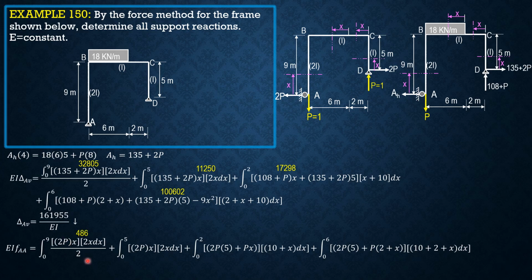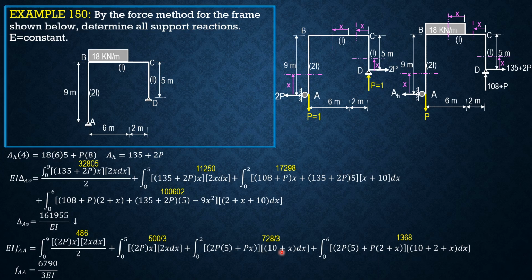The value of the first integral is 486. So here, P is 1, integral of 2x, so 4x squared, 0 to 5, is 500 over 3. Here, set P equals 1, the value of the integral is 728 over 3. Here, set P equals 1, the value of the integral is 1368. Therefore, EI FAA is the sum of these yellow values. FAA therefore is 6790 over 3 EI.